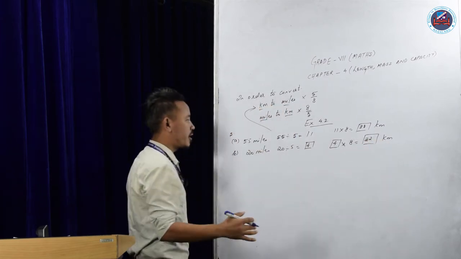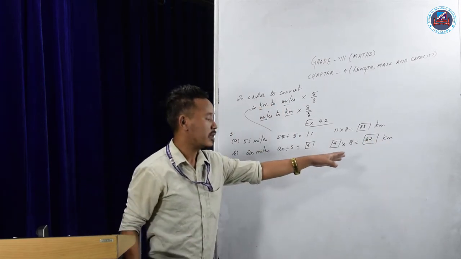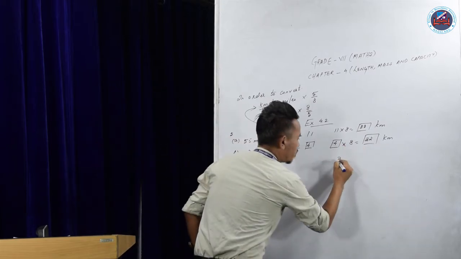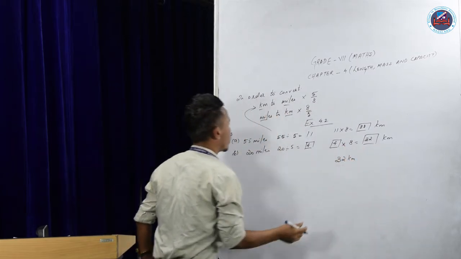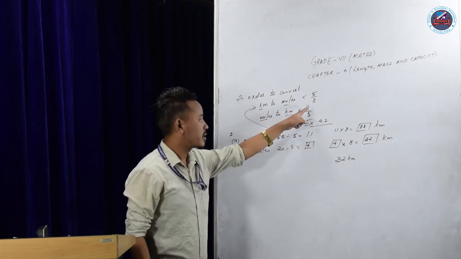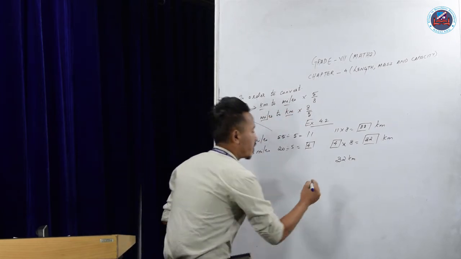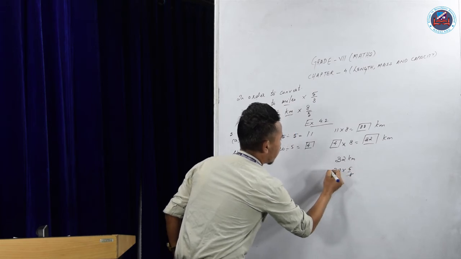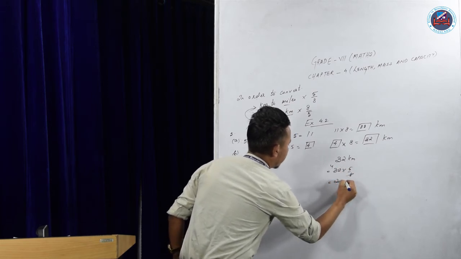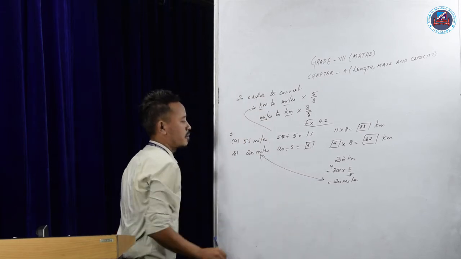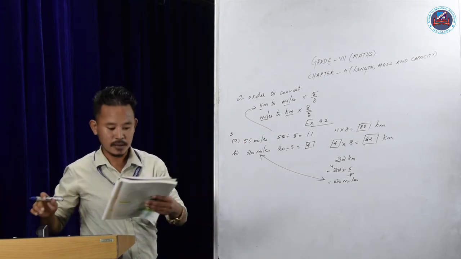So now if you want to check whether that answer is correct or not, let's reverse it back from kilometers to miles. So that is 32 kilometers. In order to reverse from kilometers to miles, what do we do? We multiply by 5 upon 8. 32 into 5 by 8. 8 4s are 32, 20 miles. Which gives us a correct answer.